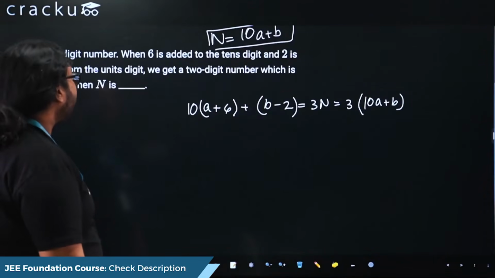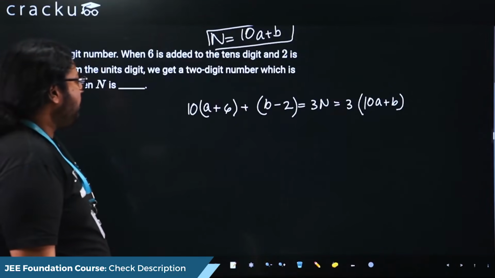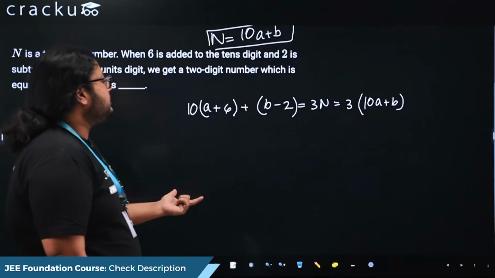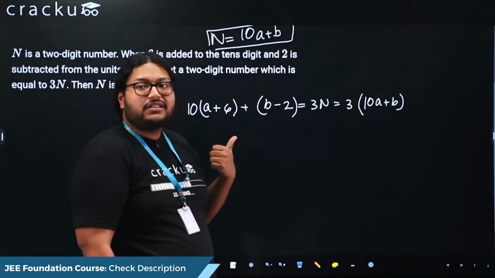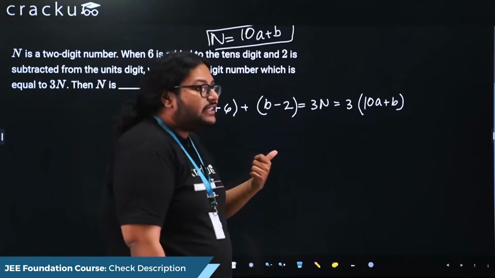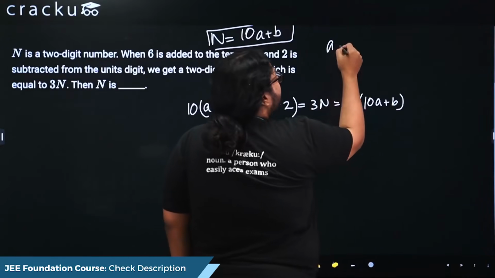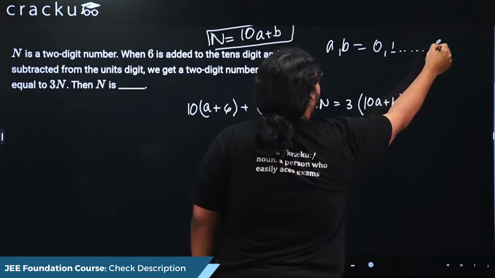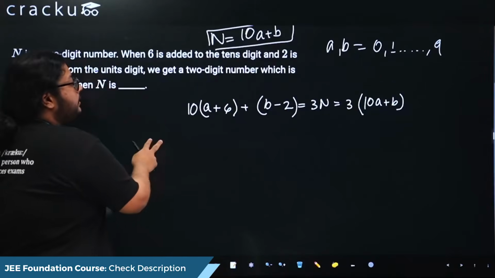Then n is what? So we need to figure out the value of n. What we can do is, we'll simplify it a bit first. And the second thing is, a and b are basically digits. So if a and b are digits, that means the values of a and b will lie from 0 to 9. They can't be anything more than that. So that will help us out a little bit.